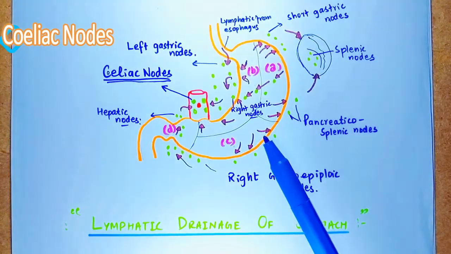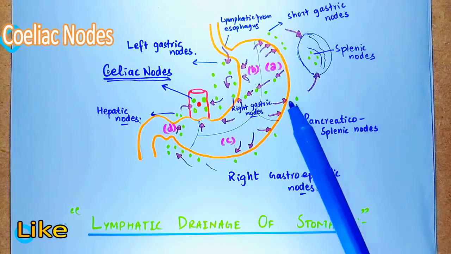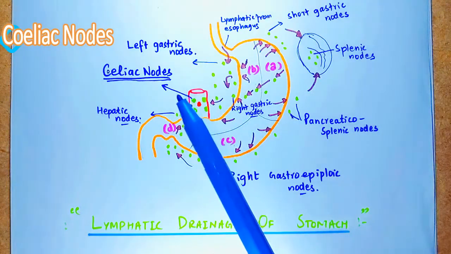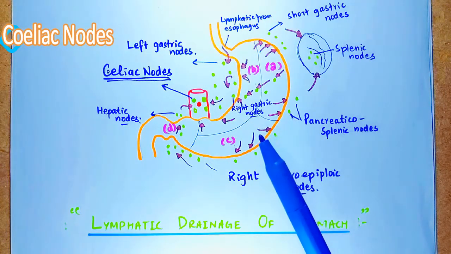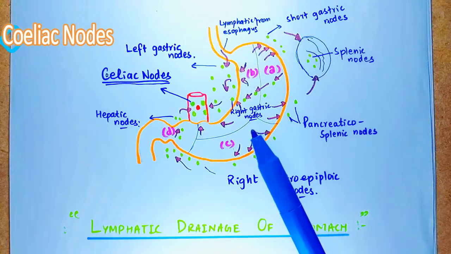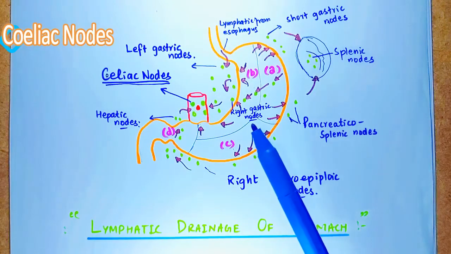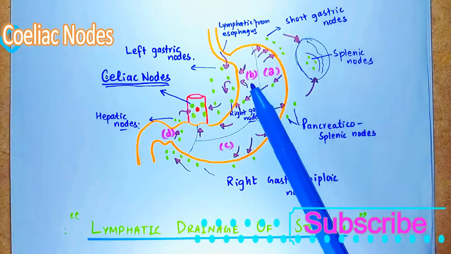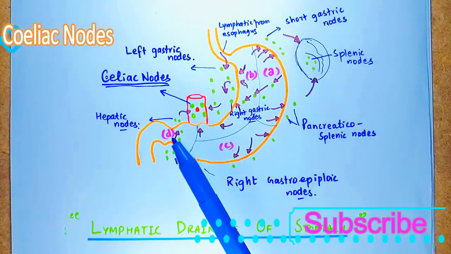I will tell you the lymph nodes that drain all areas of the stomach to reach the celiac node. For descriptive purposes, we divide the stomach into four areas for lymphatic drainage. These areas are area A, area B, area C and area D.